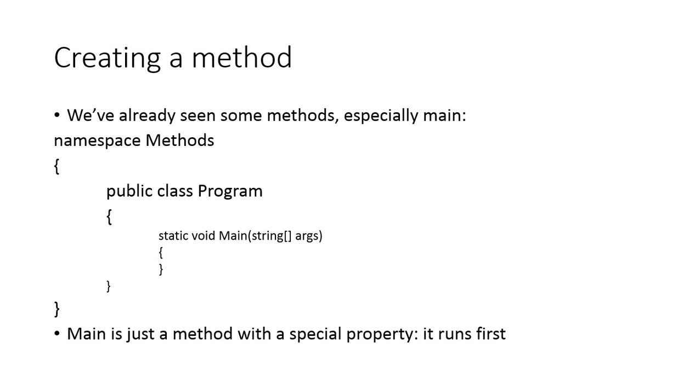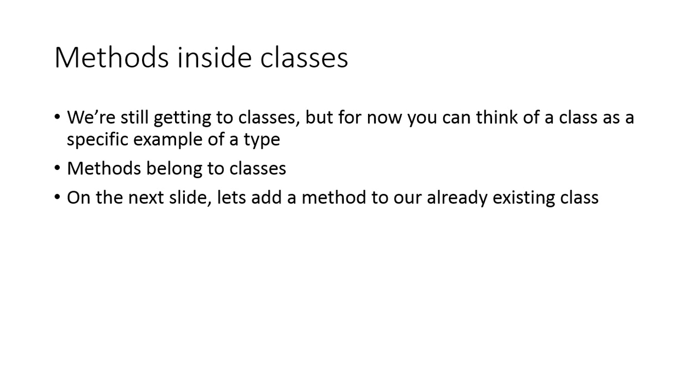Here's a way to create a method. In this case, we've seen one already. So we've seen main is a method. It's a method with a special property. It runs first, and it's got a static for now. I don't want you to worry too much about static. But main is a method within the class program that can run. We'll be getting to classes in a little bit, but for now, just think of them as an example of a specific type, a custom-made type. Methods always belong to classes. And on the next slide, we can see how we can add a method to an already existing class.